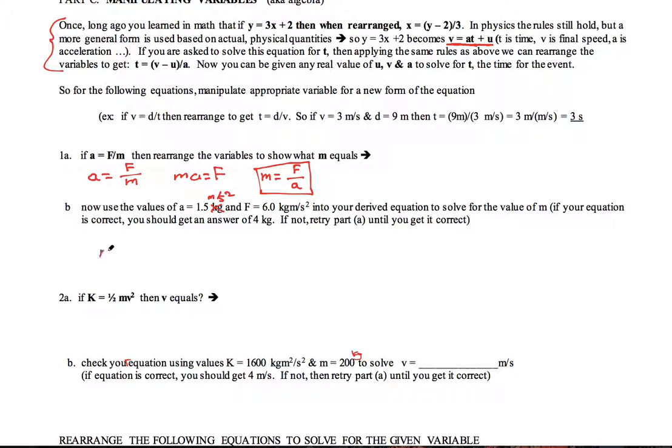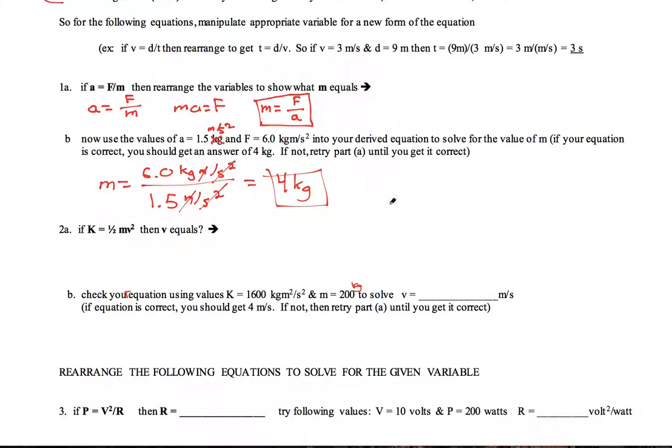So let's see. If I have m equals f over a, I've got f is 6.0 kilogram meter per second squared over my a, which is 1.5 meters per second squared. So I do 6 divided by 1.5. That gives me 4, yep. And then let me check my units. So I'm going to do kilograms, meters. The seconds squared will cancel. My meters will cancel. Perfect. So I have 4 kilograms.